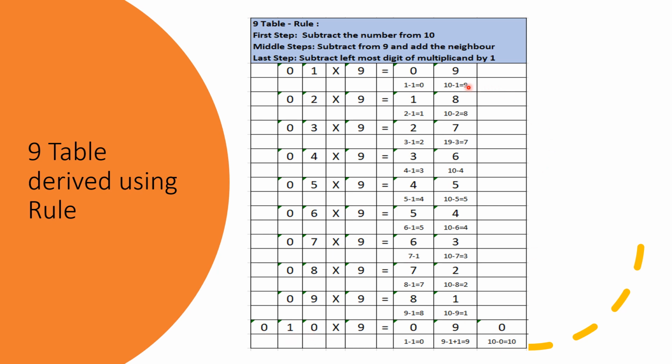Here for the first rightmost digit, we will be applying the rule of the first step, and for the leftmost digit we will be applying the rule of the last step. Only in the case of 010 will we apply the middle step, that is for 1. As you can see here, I have subtracted 9 minus 1 and plus 1 is basically the carry from the previous leftmost digit, so it is 9. So this is how you can derive a table using this rule.